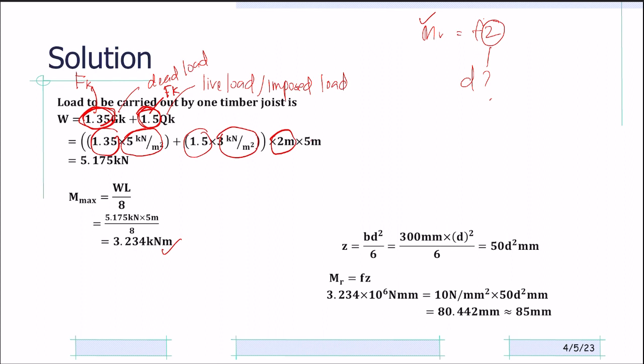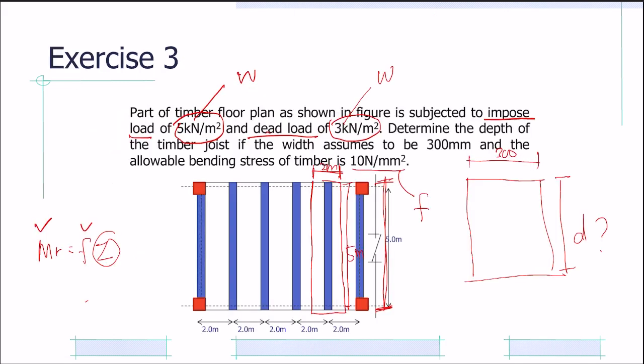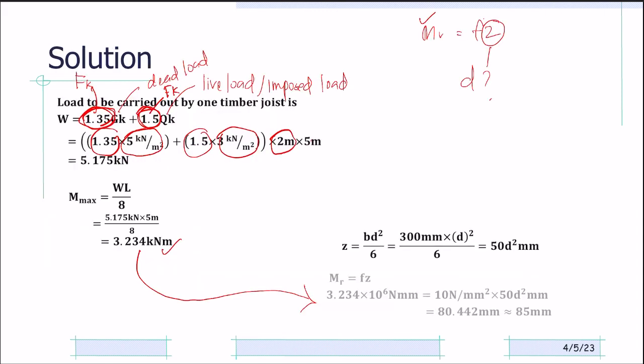Since we know that the MR is 3.234 here. But look at here, I converted into Newton millimeter, because we must stick to the units. If we use Newton, we must stick with Newton, we cannot mix kilonewton and Newton, because we must remember that the value of F given in the question is in Newton per millimeter square. Therefore, make sure that everything is Newton and millimeter. So convert kilonewton to Newton times 1000, meter to millimeter times another 1000. That's why there is 10 to the power of 6.